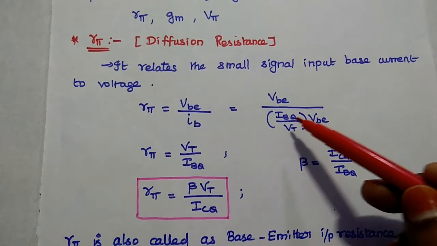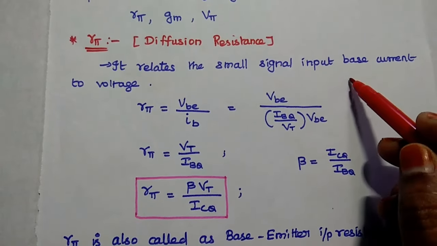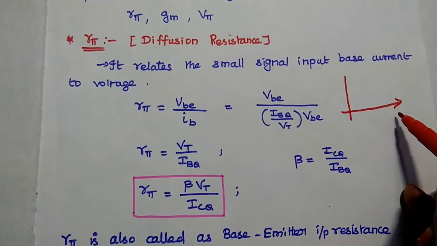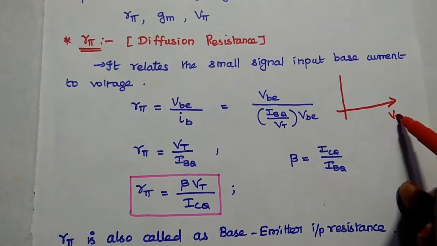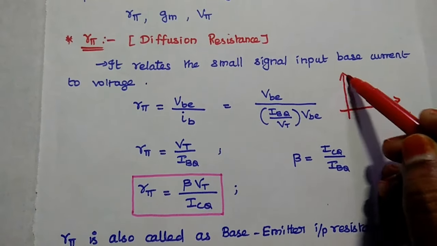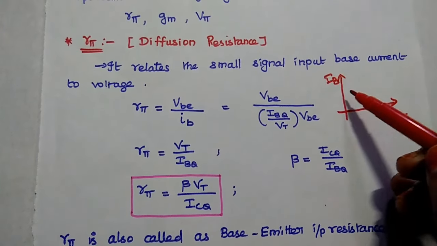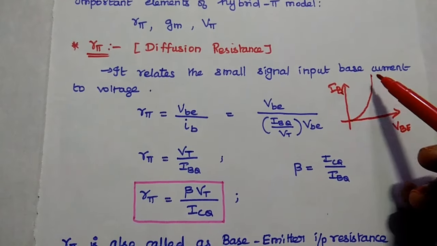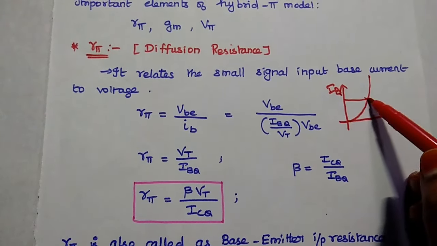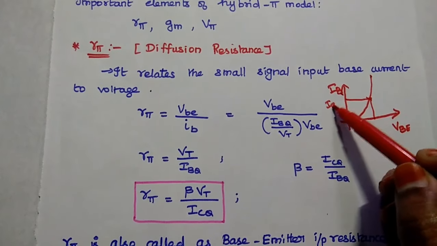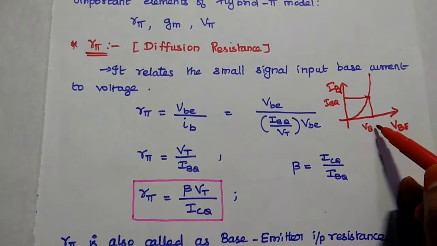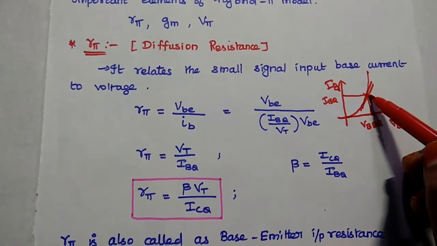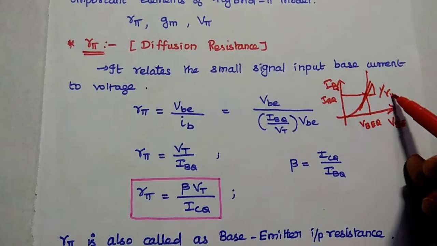So what is meant by this IBQ? We are going to concentrate on the input characteristics for getting this R pi value. So here we can draw the curve like this: VBE versus IB. This is the input characteristics. In this one, we can have the input characteristics like this. So this is the Q point. Then we can get IBQ. This one is VBEQ. That is the Q values. This slope is nothing but 1 by R pi.